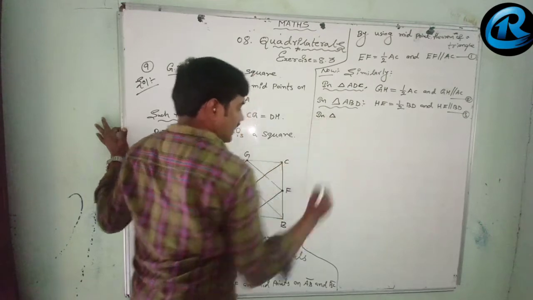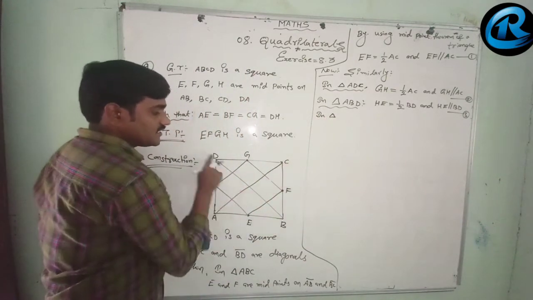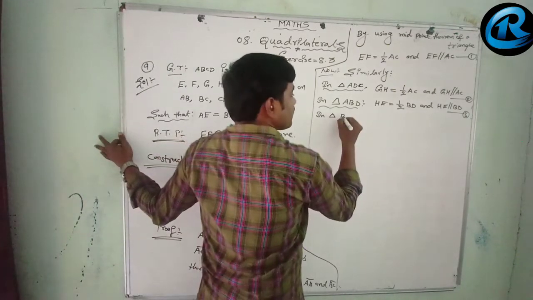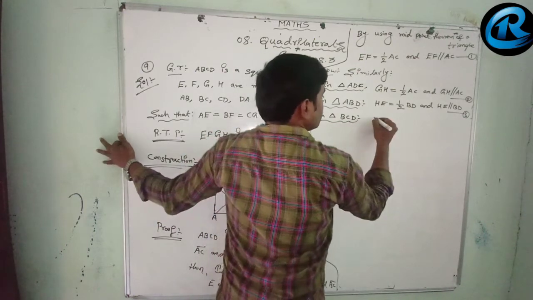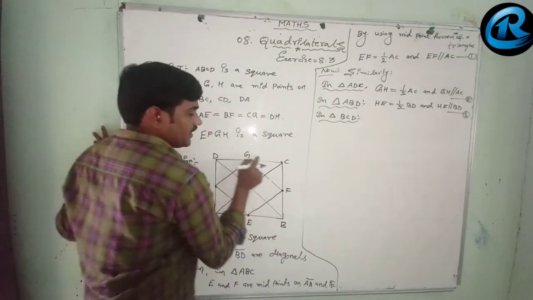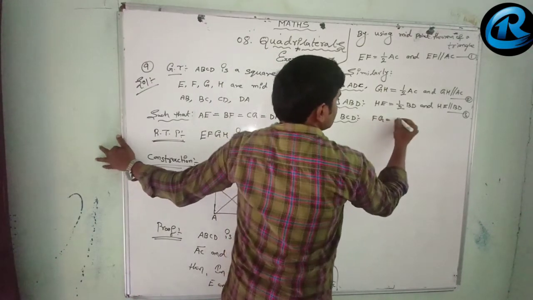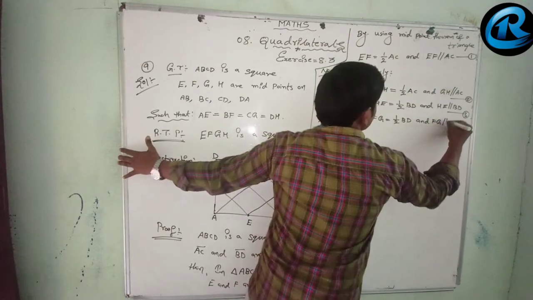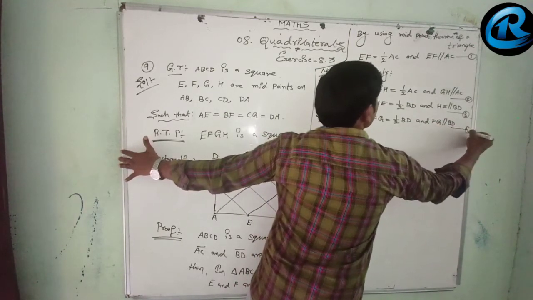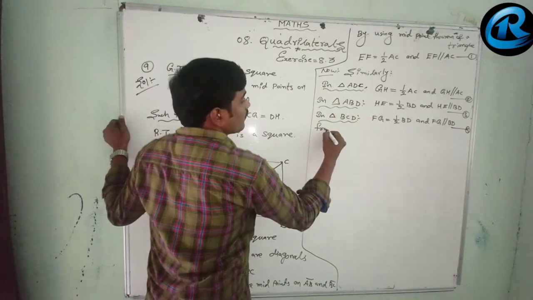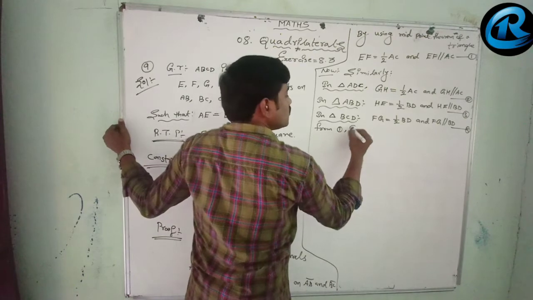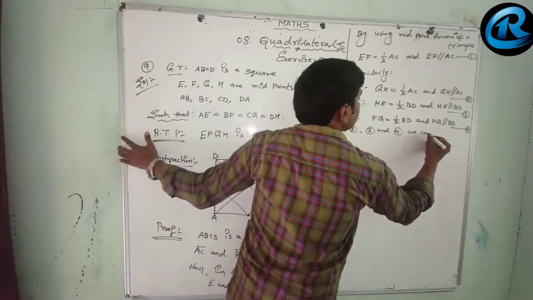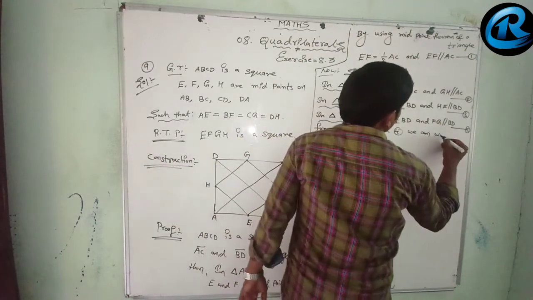ABD is done. Now triangle BCD. In triangle BCD, FG is half of the BD and FG is parallel to BD. This is equation number 4. From 1, 2, 3 and 4, we can write that.